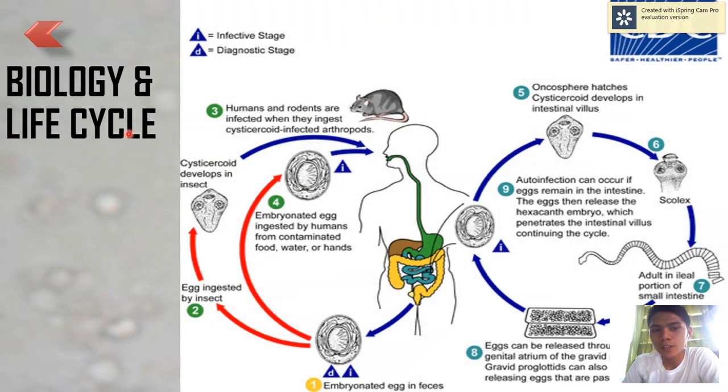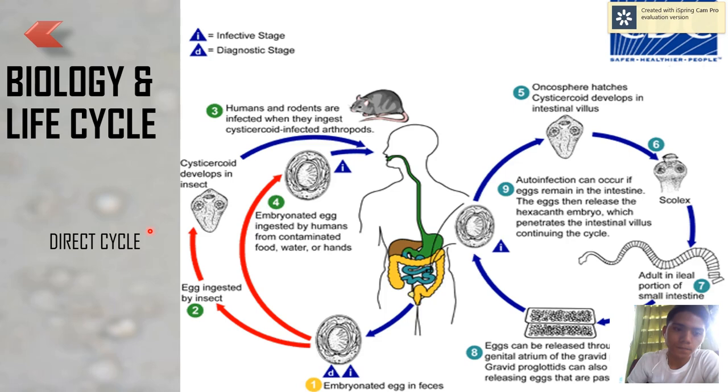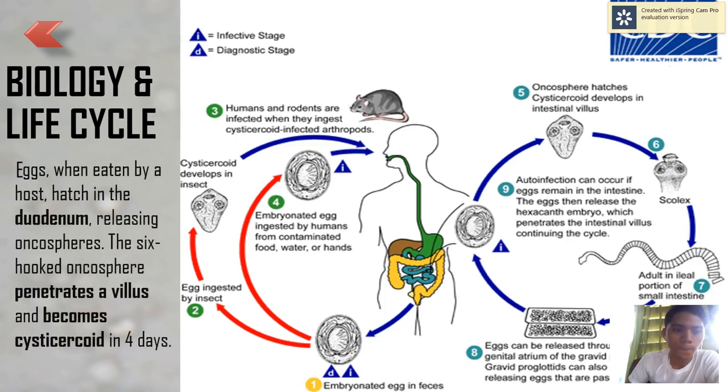So let's go now to our biology and life cycle. The biology or the life cycle of our H. nana has a dual pathway, the direct and the indirect development. So let's go first with the direct cycle. Okay. For the direct cycle, it begins with the egg.